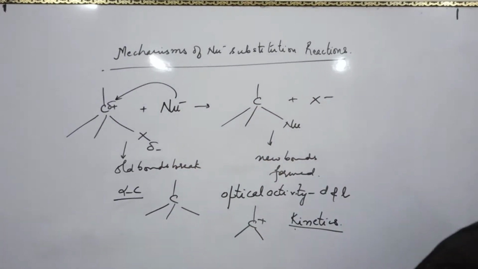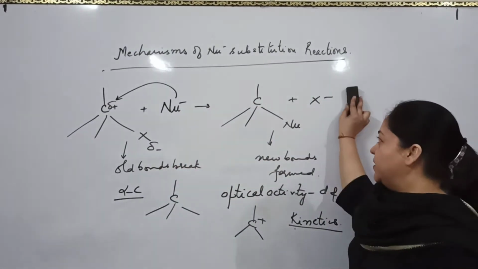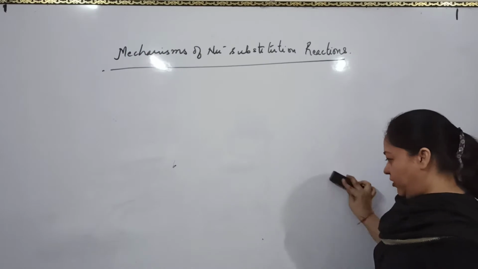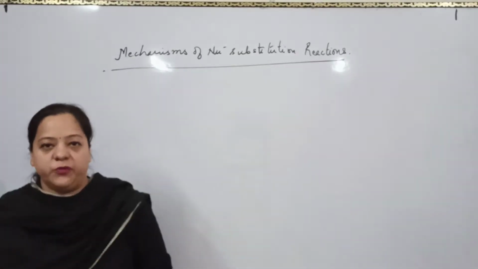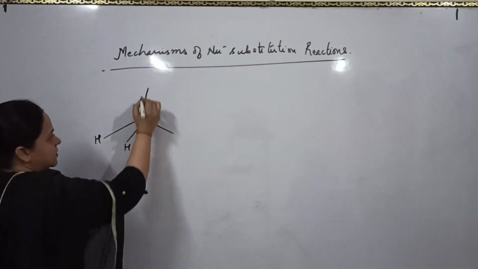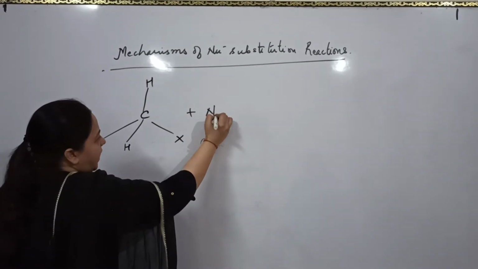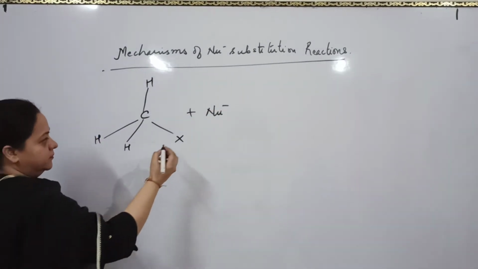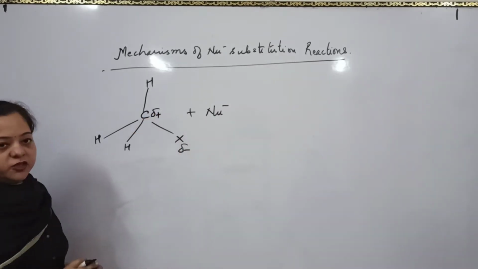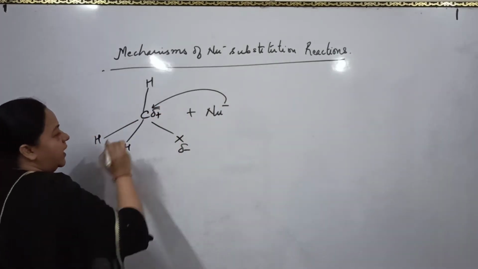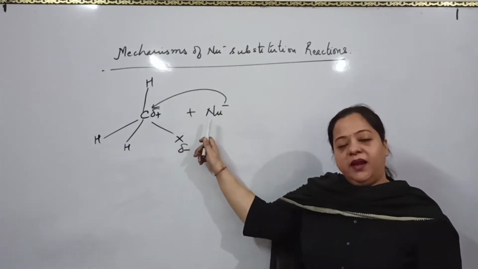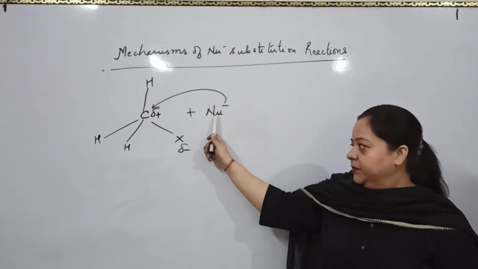Now, starting with an example of the simplest alkyl halide, that is methyl halide, in which the alpha carbon is tetrahedrally surrounded by 4 groups, 3 H atoms and 1 halogen, and it is attacked by the nucleophile. This is the center of partial negative charge on halogen, partial positive charge on carbon, and the nucleophilic attack on this carbon. In this case, the bond breaking and bond formation take place simultaneously.